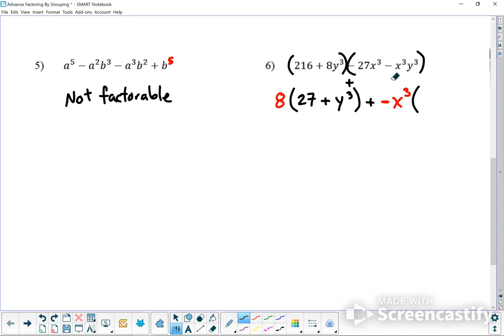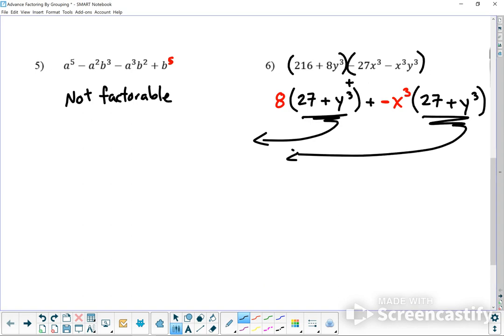So left over, so 27 divided by negative x to the third is going to be 27. Right, so that means the x to the third just goes away, and the negative goes away because I'm dividing by negative. Negative x to the third, y to the third, I'm just dividing by negative, which means it's positive, and then the x to the third goes away, which I get y to the third. So this one actually does work out. Okay, so I'm going to take this and I'm going to factor it out. Okay, so I'm factoring out a 27 plus y to the third. Left behind is just an 8 minus x to the third.